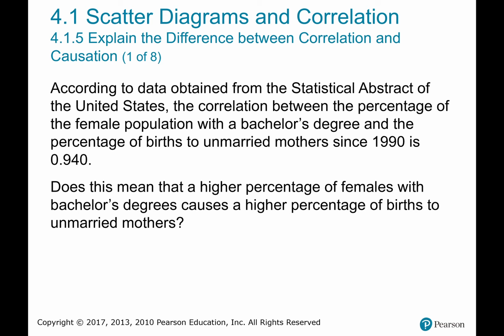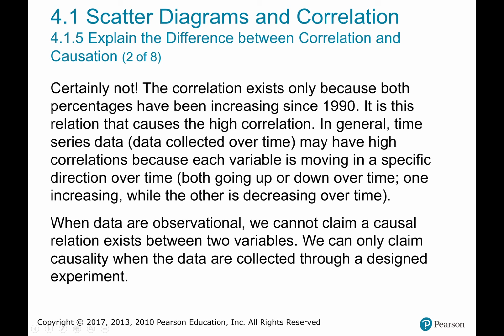According to the data observed by the Statistical Abstract of the United States, the correlation between the percentage of female population with a bachelor's degree and the percentage of births to unmarried mothers since 1990 is 94%. Does this mean a higher percentage of females with a bachelor's degree causes a higher percentage of births to unmarried mothers? Certainly not. The correlation exists only because both percentages have been increasing since 1990. It is not the relation that causes the high correlation.